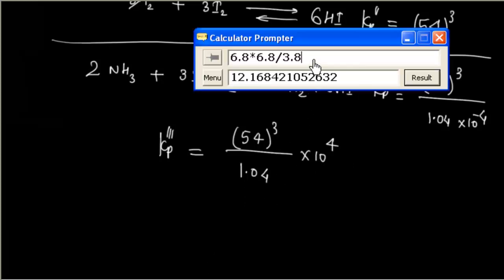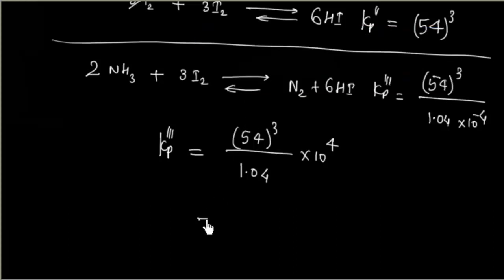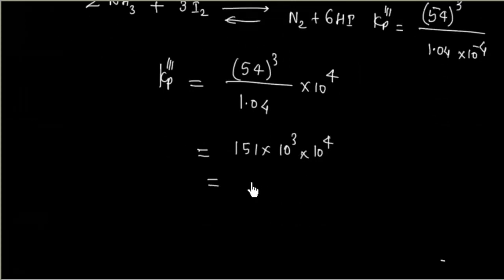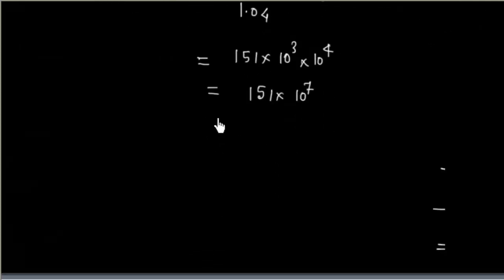So we can use calculator. 54 multiplied by 54, and this divided by 1.04. So this is around 151.4 into 10 to the power 3. So I will have 151 into 10 to the power 3 into 10 to the power 4. So this will come out to be 151 into 10 to the power 7. Or I can write in scientific notation 1.51 into 10 to the power 9.